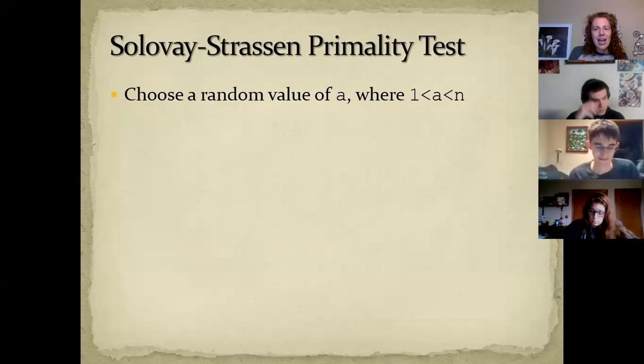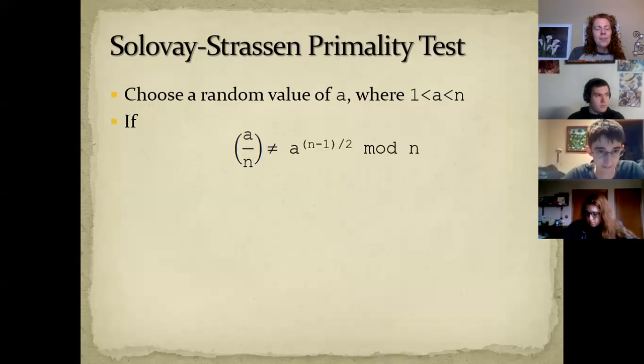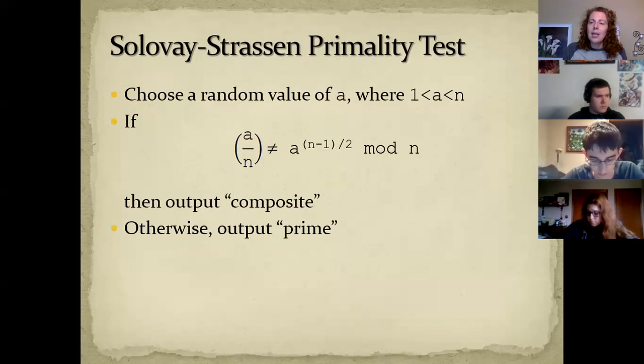Choose a random value of A, where A is between 1 and n, and then if A to the n is not congruent, I have my mod on the other side. If A to the n minus 1 over 2 is not congruent to the Jacobi symbol mod n, then you want to output composite, and otherwise you want to output prime. So again, totally what we just talked about.